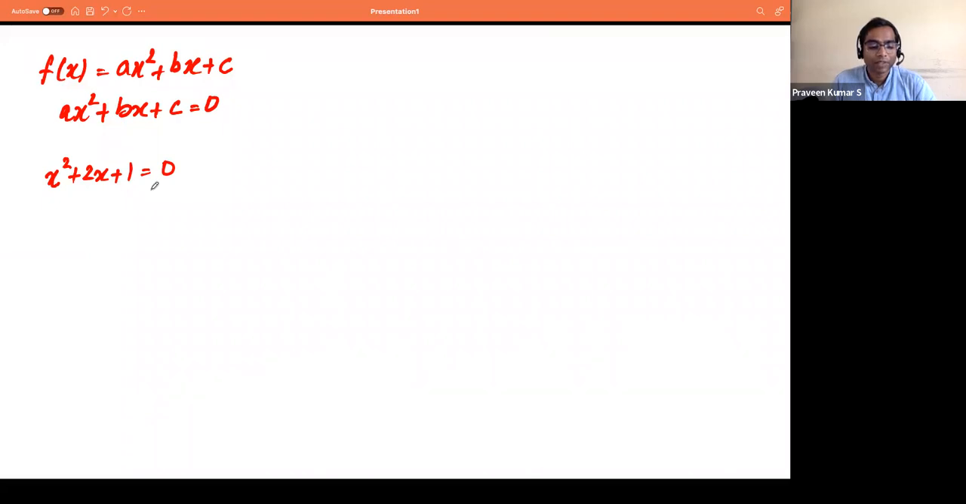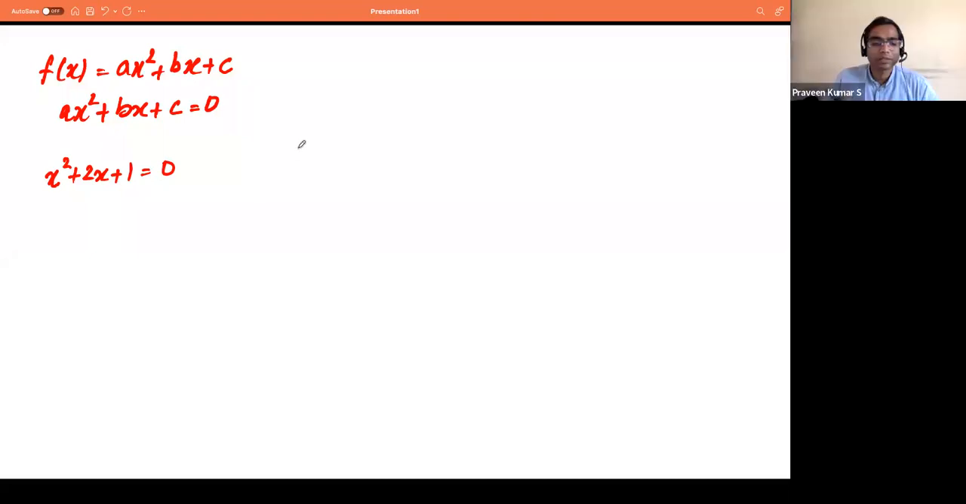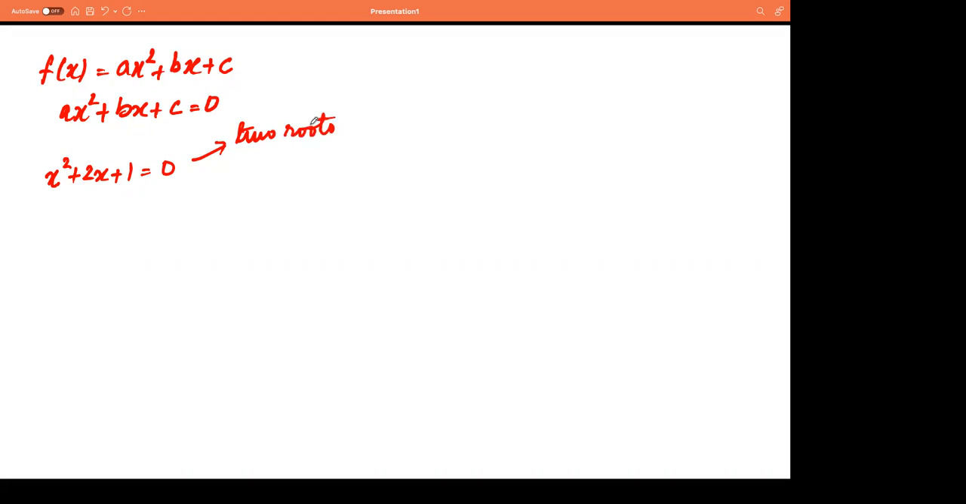Now, what does this tell you? The moment you write down this equation, what does it tell you? It has 2 roots. Okay, what else does it tell you?